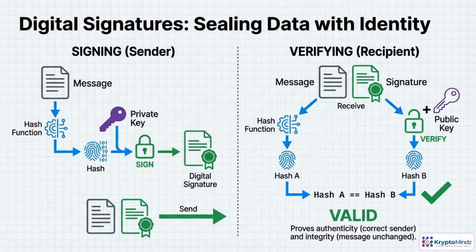Now the recipient verifies the signature. Step 1. They receive the message and the signature. Step 2. They hash the message using the same hash function you used. Step 3. They decrypt the signature using your public key. Remember, if you encrypted with private key, you decrypt with public key. Step 4. They compare the hash they just computed with the decrypted signature hash. Step 5. If these hashes match exactly, the signature is valid. The message is authentic. You really did sign it, and it hasn't been modified.